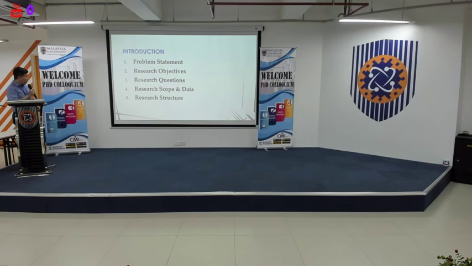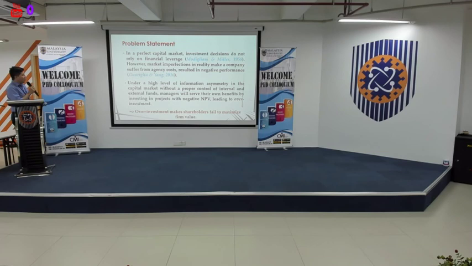About the problem statement, in a perfect capital market, investment decisions do not rely on financial leverage. However, market imperfection in reality makes a company suffer from agency costs, which cause negative performance. Under a high level of information asymmetry in the capital market, without proper control of internal and external funds, managers will serve their own benefits by investing in projects with negative NPV, leading to overinvestment. So overinvestment makes shareholders fail to maximize their firm value.